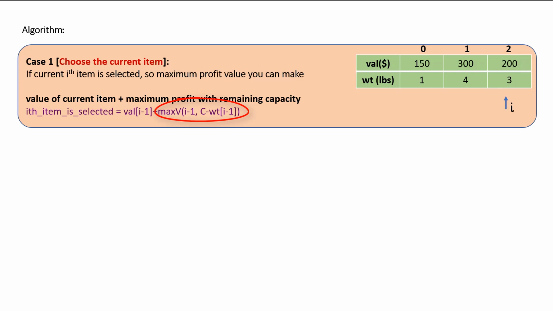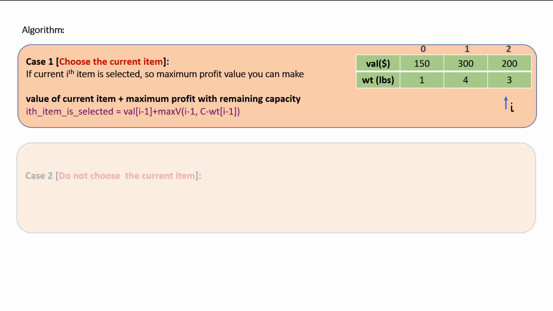C stands for capacity, the total capacity which we have received, minus WT, the weight array. Why is it I minus 1, guys? That you already know. So max v is basically a function which will solve this problem, and this is a sub problem. If the ith item is selected, in that case the maximum profit which you can achieve is this. Guys, I know maybe it's not clear right now. Just see for some time. Just follow what I'm going to tell, and then you will understand it in a better way.